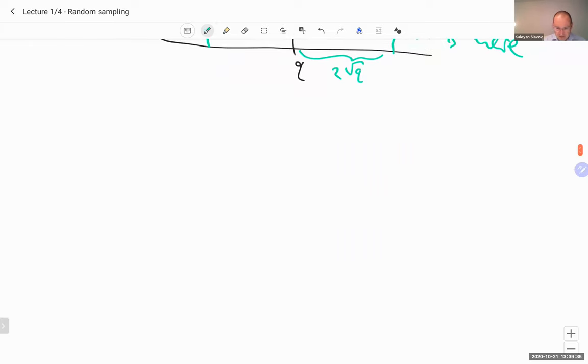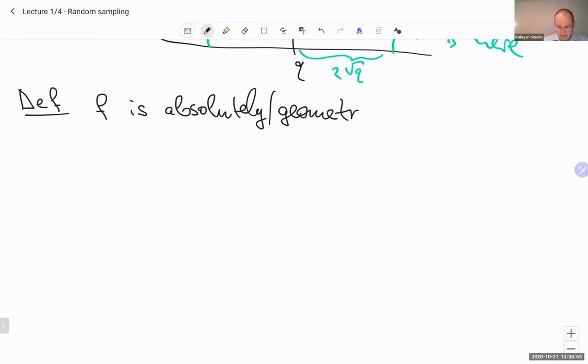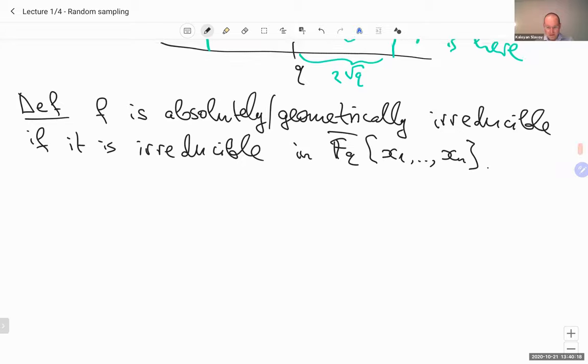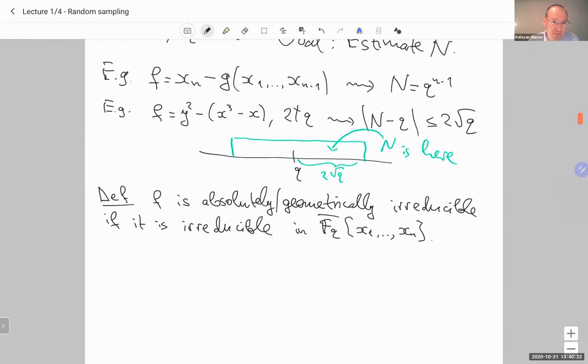Now, a fundamentally important definition for our talks. Definition: a polynomial f with coefficients in Fq as above is absolutely or geometrically irreducible if it is irreducible not only as a polynomial with coefficients in Fq, but also if you regard it in Fq bar [x1, ..., xn].